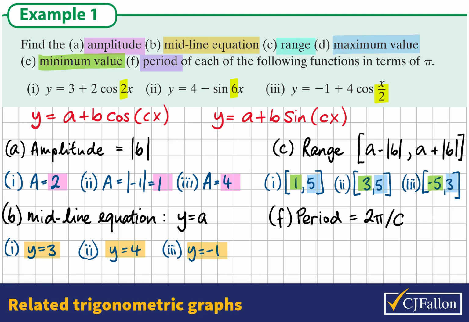So in our first example, c is 2. So the period is 2 pi divided by 2, which is going to be pi. In the second one, c is 6. So it's 2 pi divided by 6, which is pi over 3. And the last one, c is a half, so it's 2 pi divided by a half, which is the same as multiplying by 2, so it's 4 pi.